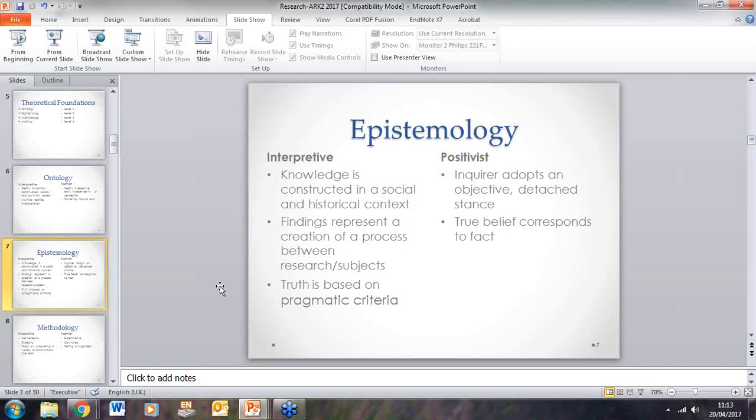So when you're developing your research proposal, you need to make this ontology and epistemology fundamentally clear to the reader: where you are coming from, what you are trying to find out, and what your relationship to that data generation is going to be. So your position in the research is clearly stated. Any questions?